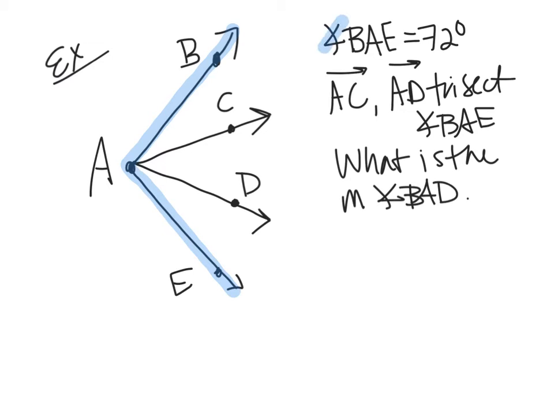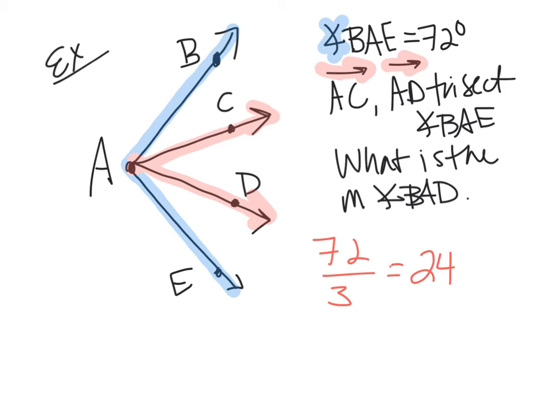AC, so that's this guy. AC and AD, ray AC and ray AD trisect angle BAE. So they're going to divide it into three congruent pieces. That means I'm going to have to take 72 and divide it by 3. Well, y'all know what that is because 72 hours is 3 days. So that's 24 hours in a day. So that tells me that each of these little angles is 24 degrees.